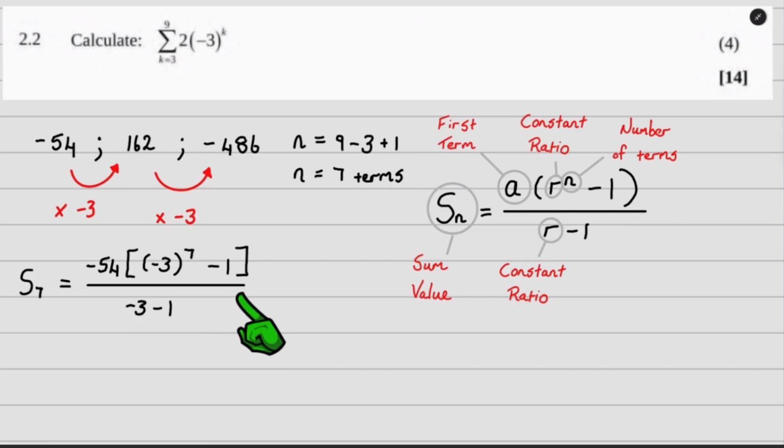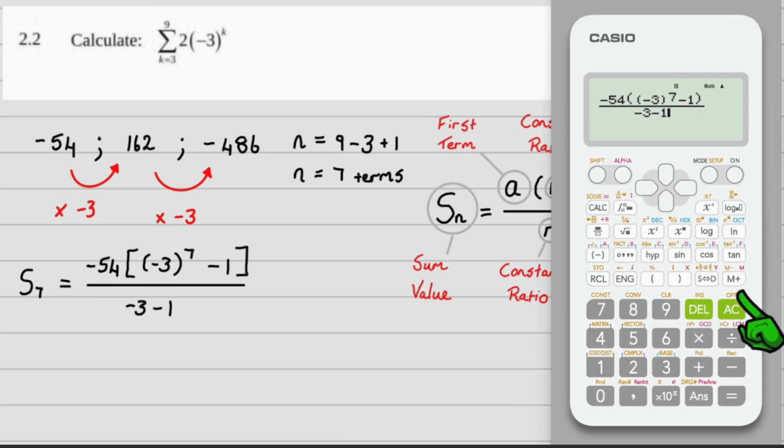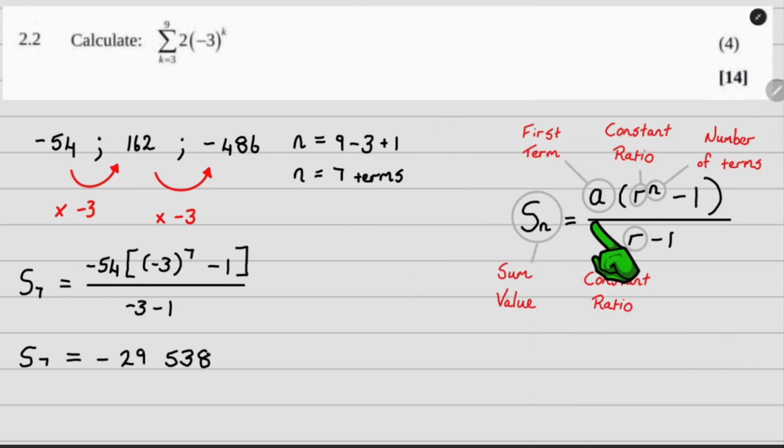Okay, so that's going straight in the calculator. Do not waste time doing mental maths. If we pop it in and press equals, we get our answer to be quite a big negative number. So that's what the sum of the first 7 terms will be. Okay, so the marks come from the first term over here, the substitution, and the final answer, as well as the correct ratio being used. So if you had a ratio of minus 3, that's the 4th mark. And then we've officially finished this question.